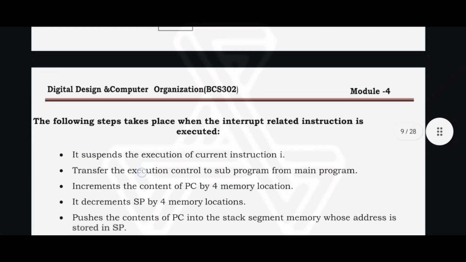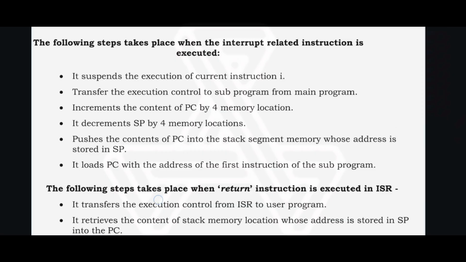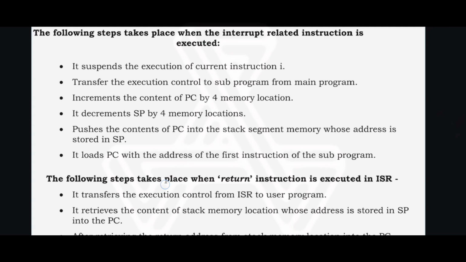The following steps take place when the interrupt related instruction is executed. Suspend the execution of the current instruction I, transfer the execution control to the subprogram from the main program, increment the contents of PC by 4 memory locations, decrement the SP by 4 memory locations, push the contents of PC into the stack memory whose address is stored in SP, and load PC with the address of the first instruction of the subprogram.